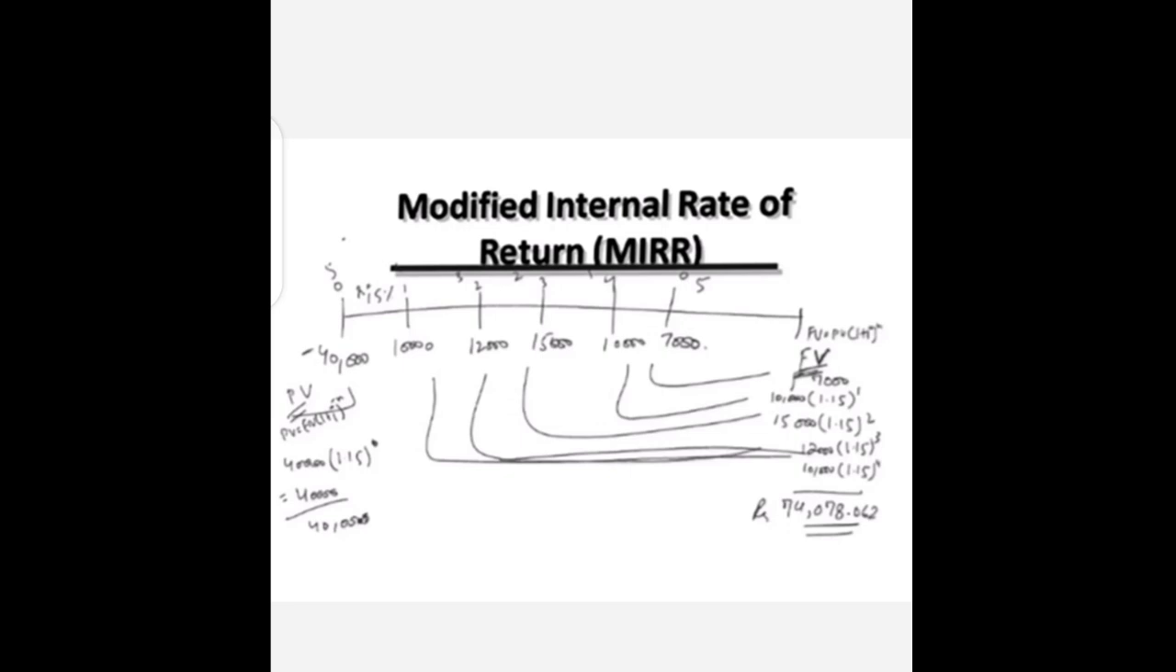It is simple. We will compound it: FV equals PV times (1 + i)^n. In order to find the present value, we will use PV equals FV times (1 + i)^-n.